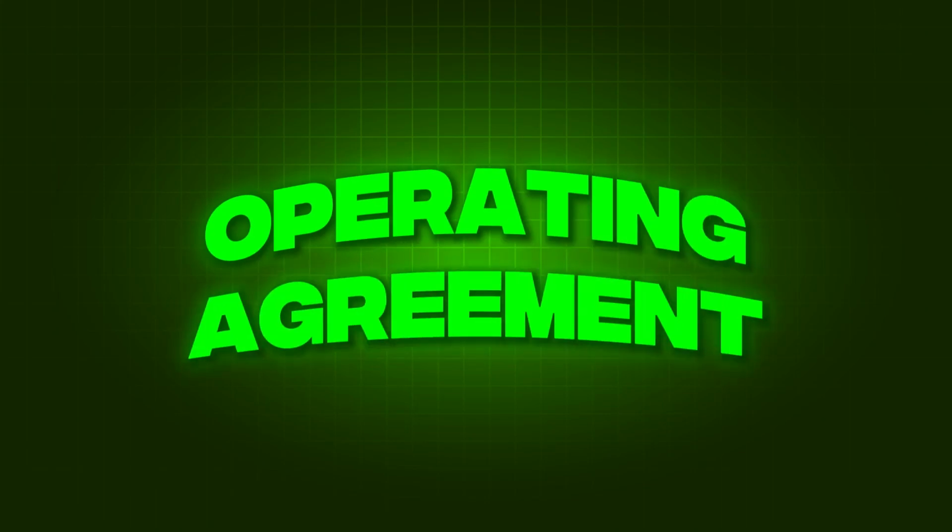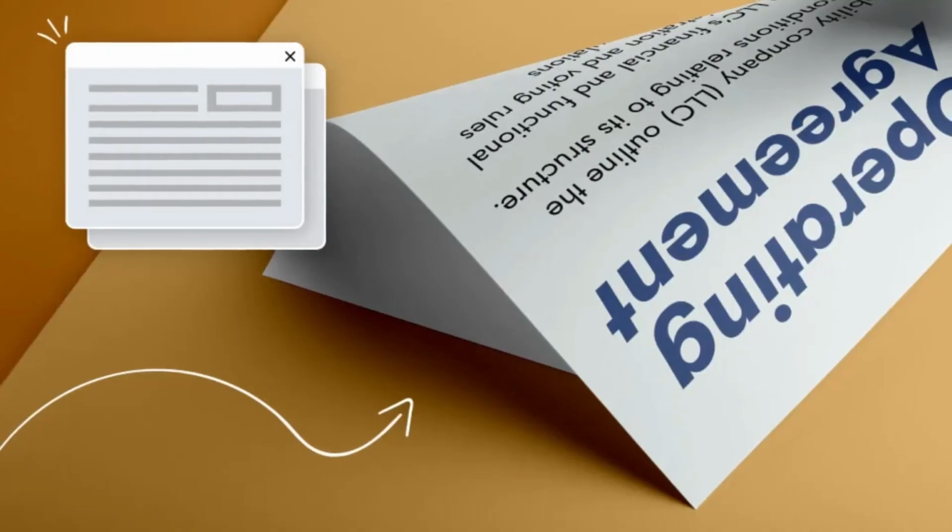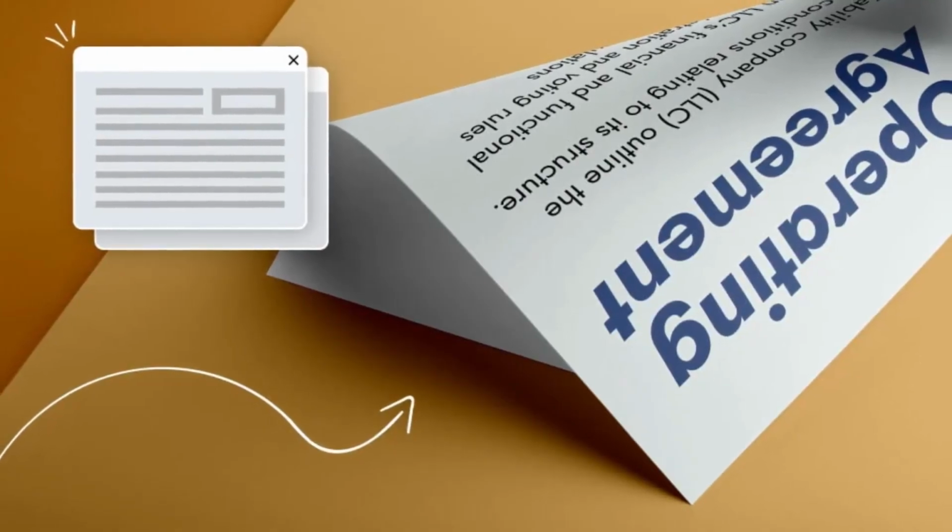The next step is creating an LLC operating agreement. An operating agreement is only for the LLC's team. It is an internal document that streamlines the operations of your LLC. You should create an operating agreement even though filing it with the state is not a legal requirement.